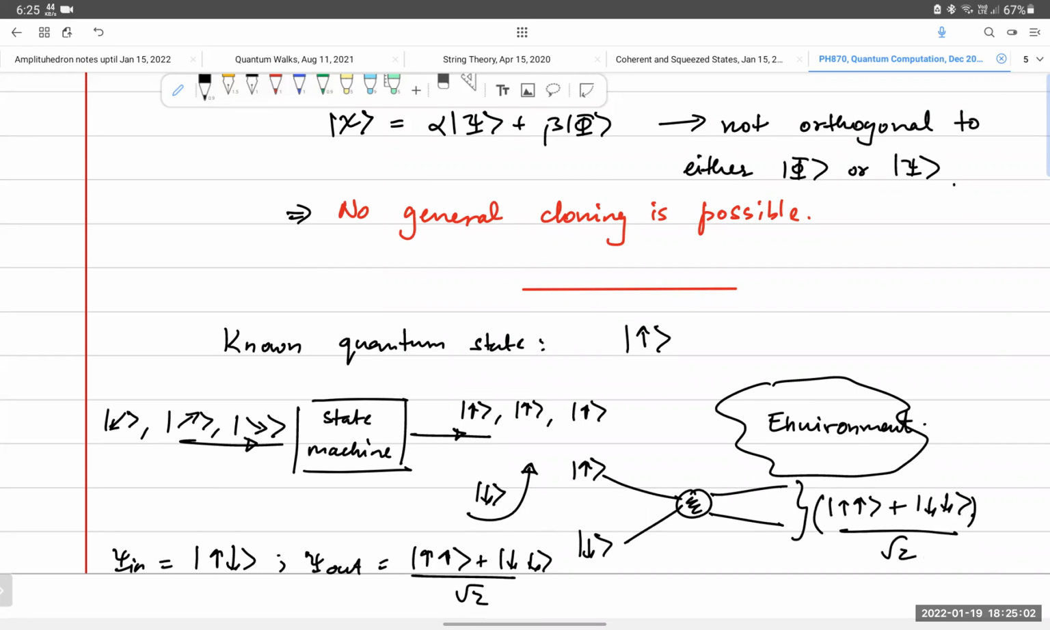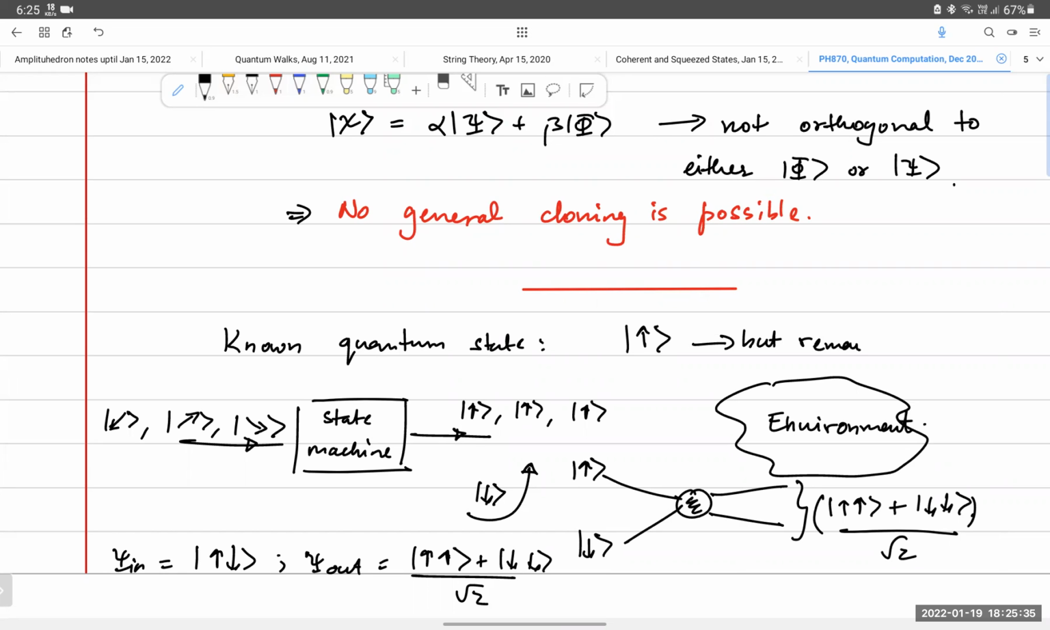So this is an entangled state, right? Rohan? Yes, sir. This is an entangled state. Now, I couldn't create this entangled state in the first place if my system was not a quantum mechanical system, right? Yes, sir. Right?